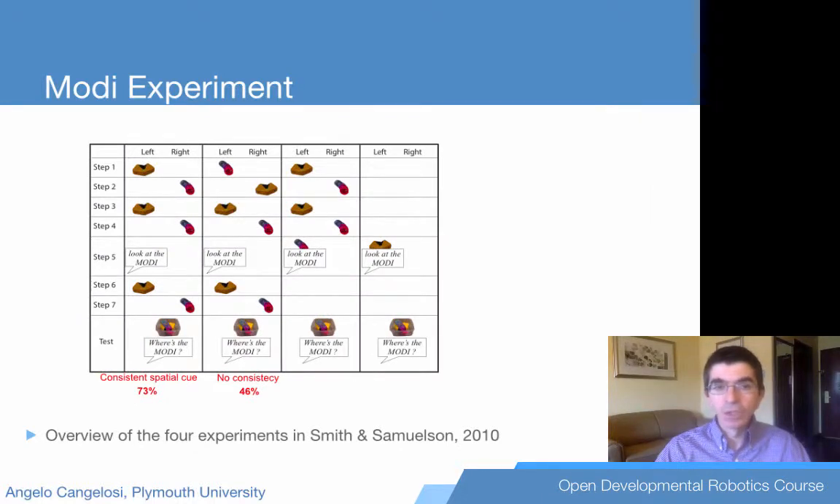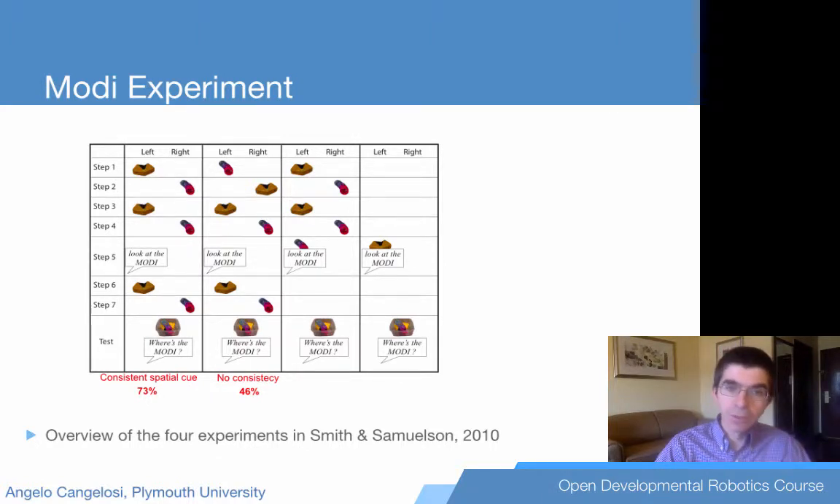The diagram here shows the 4 experiments that they carried out in the original 2010 study. So the first column, you see these 2 objects. In step 1, one object is shown on the left. Step 2, a different object on the right. You do it again. Then step 5, you hide the object. And then suddenly you say, look at the MODI. Then you show the 2 objects again. You make sure the child engages in attentional mechanisms. And this is the test stage. Both objects are mixed in the middle, and you ask, where is the MODI? And if you do this, 73% of children, which is well above statistical chance, get it right, in the sense they associate the name MODI with the object that consistently appeared on the left.